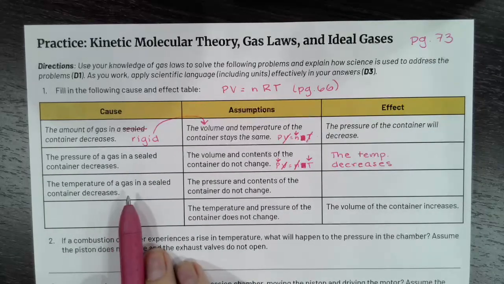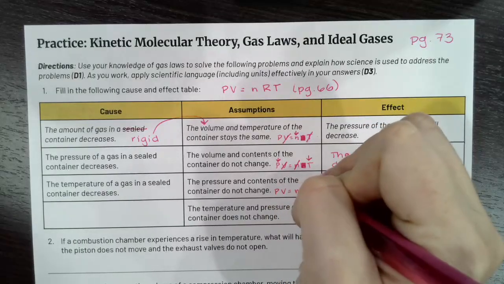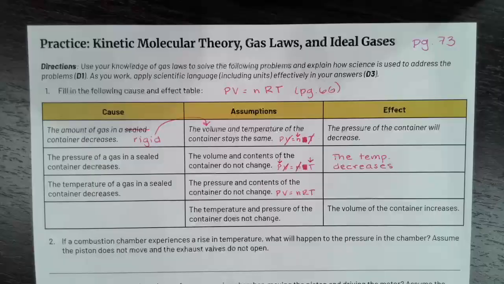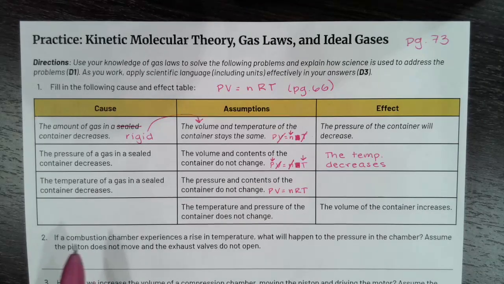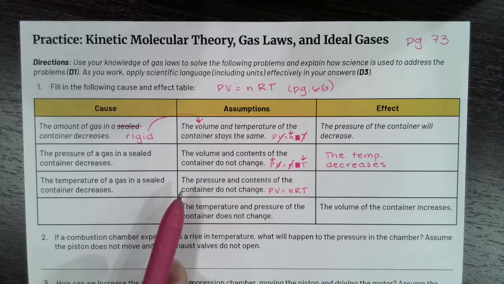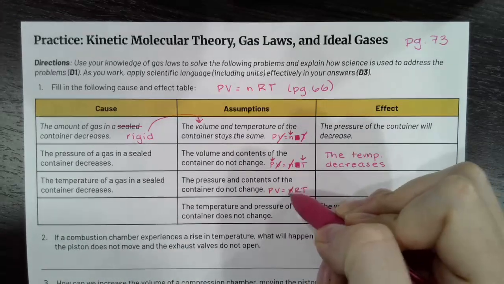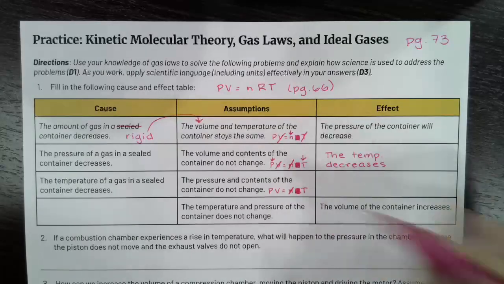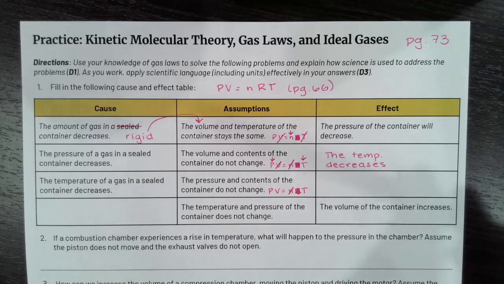All right, next one. The temperature of a gas in a sealed container decreases. So PV equals nRT. Who wants to walk me through this problem? I can try. All right, go ahead. Because it's sealed in the container, then the amount of substance can't change. Right. Neither can the volume. We're not sure about that one. Okay? Remember, a balloon is technically a sealed container. It's not what we think of when we think of a container, but it is.